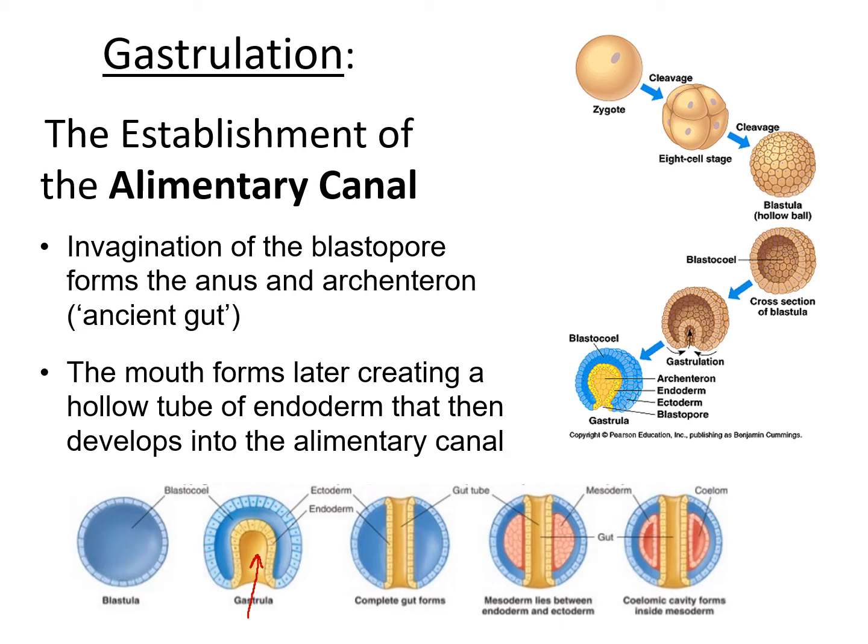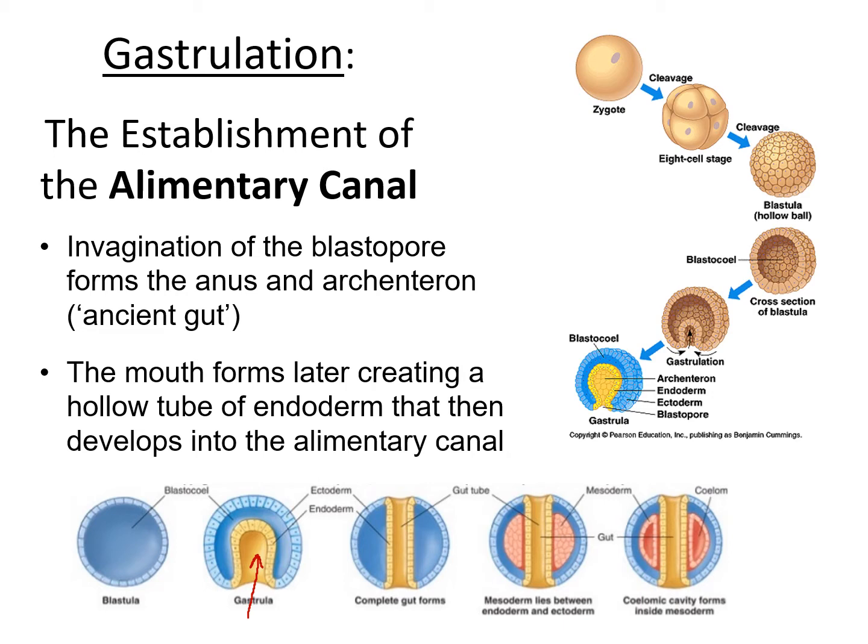At this point, the cells that are still on the outside are referred to as ectoderm cells, and the cells that have been pushed in, shown in yellow here, are referred to as endoderm cells. The endoderm is going to give rise to the digestive tract, the lining of the digestive tract, and also the lining of the accessory organs that connect to the digestive tract. The ectoderm is going to give rise to the skin and also to the nervous system as well.